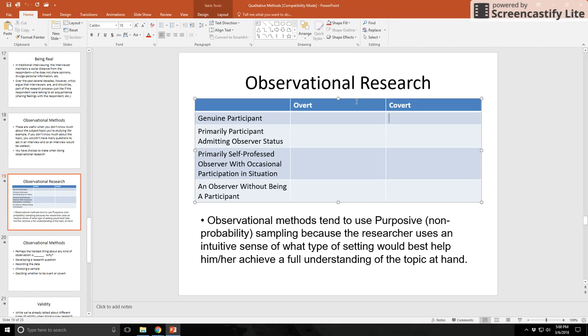Do you tell people you're studying them? If so, you're being overt. Do you not tell people they're being studied? If so, you're being covert. Your call. You use what's called purposive sampling because if I want to study a certain group of people or a certain place, it's tough to do it randomly. You just go and find out wherever that thing is you need to study, and you go.